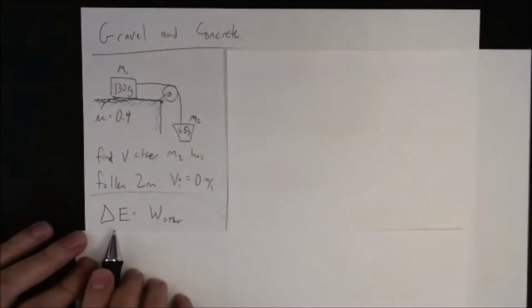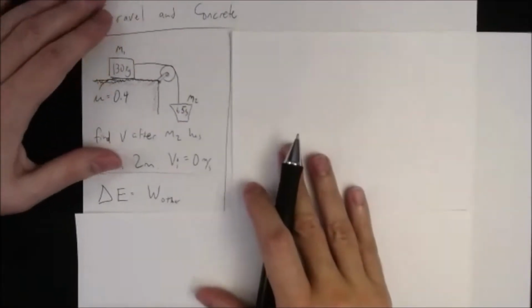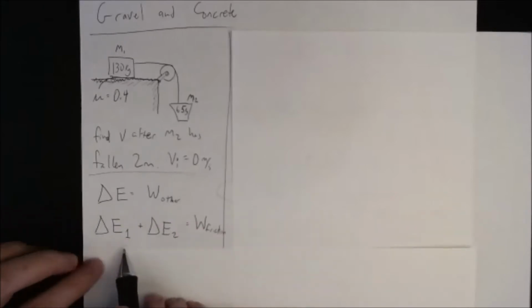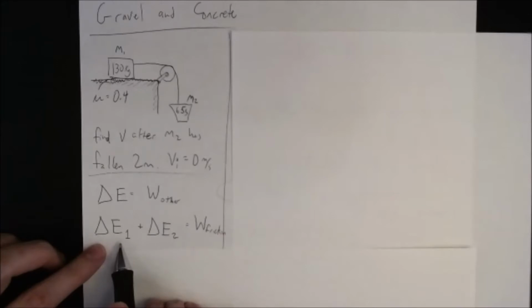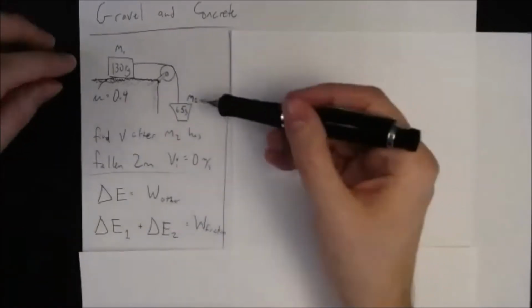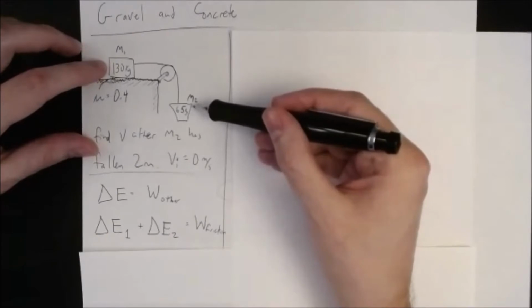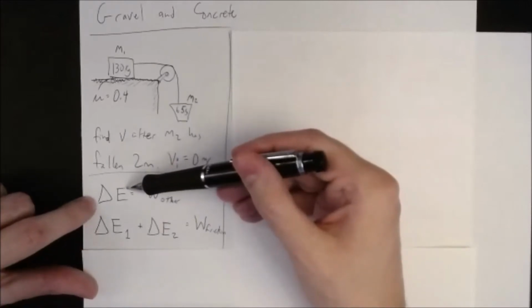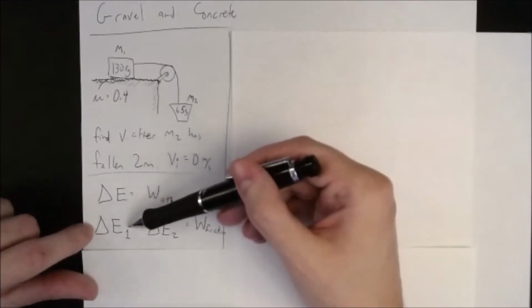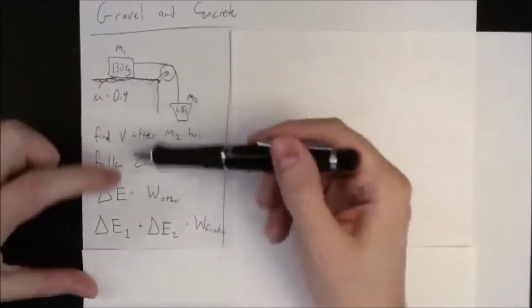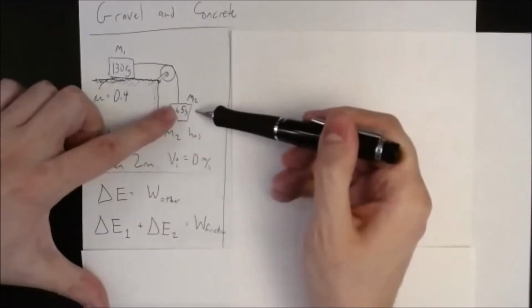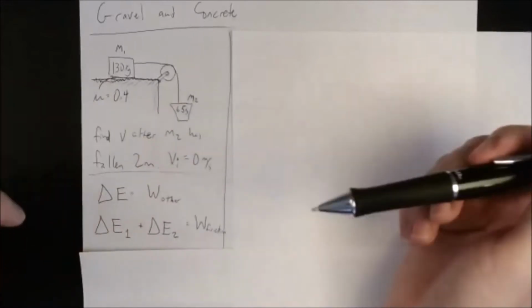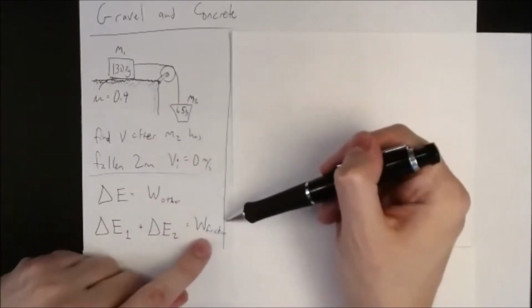We start, as we always do on questions like this, with delta E is equal to other work. How I'm going to break this up this time is different than how I've broken things up before, because for the first time, we have 2 objects that we're dealing with. So I'm going to say that the total change in energy of the whole system is the change in energy of object 1 plus the change in energy of object 2. Total change of energy is going to be the change of energy of each of the objects, and that will be equal to the work due to friction.